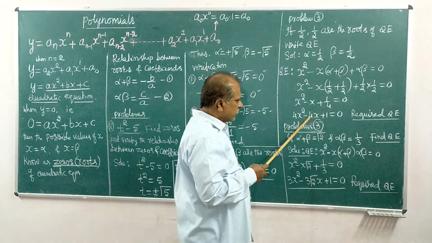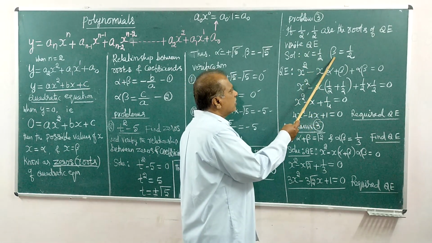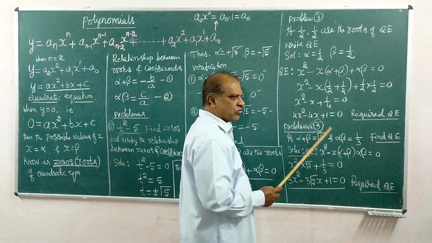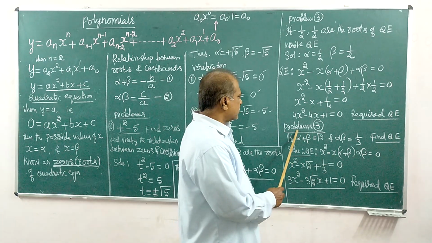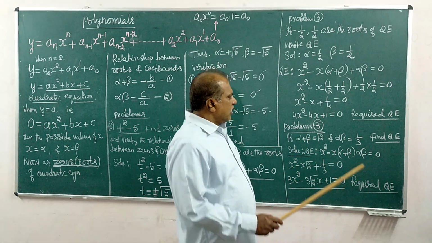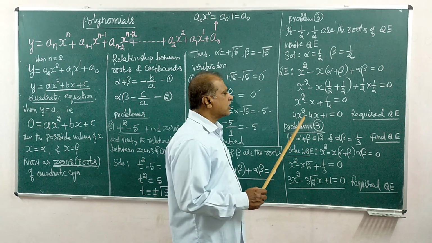If the equation is given, we can find out alpha and beta. If alpha and beta are given, we can find out the quadratic equation. Both are possible, either way. One more problem of the same type, but here alpha and beta are not given. The problem is a little different.